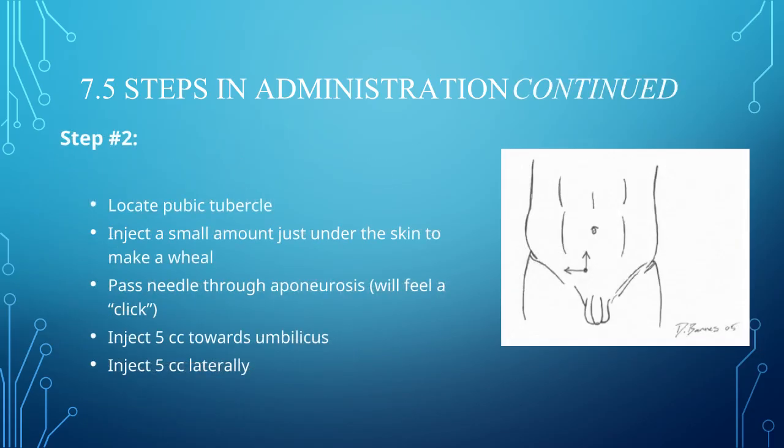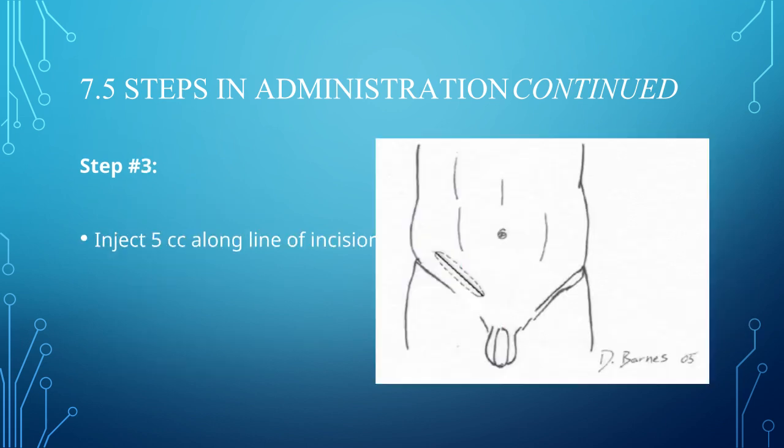Step 2 provides anesthesia at the pubic tubercle, a key medial landmark. After locating the tubercle and raising a wheel, again feel for the click as you pierce the aponeurosis. Inject 5 cubic centimeters of solution towards the umbilicus and another 5 cubic centimeters laterally along the line of the inguinal ligament. This blocks residual fibers and provides wider coverage. Step 3 is the infiltration of the planned incision line. Inject approximately 5 cubic centimeters of local anesthetic subcutaneously along the entire length where your skin incision will be made. This ensures complete skin anesthesia and provides a final layer of blockade.